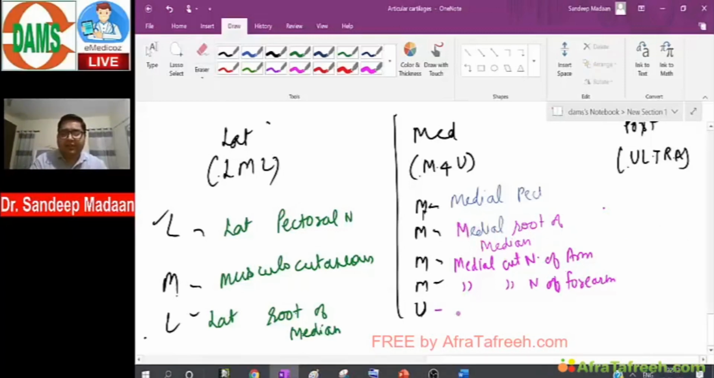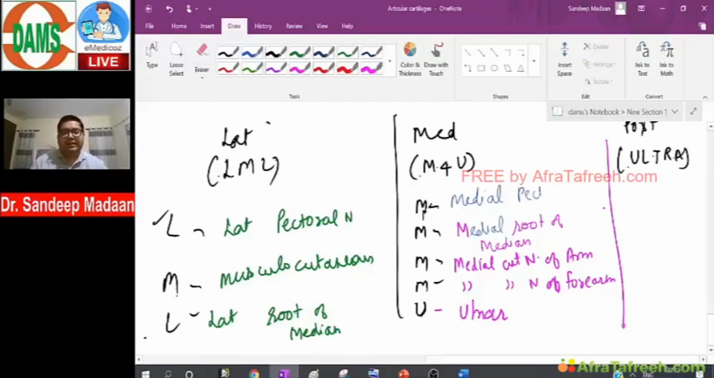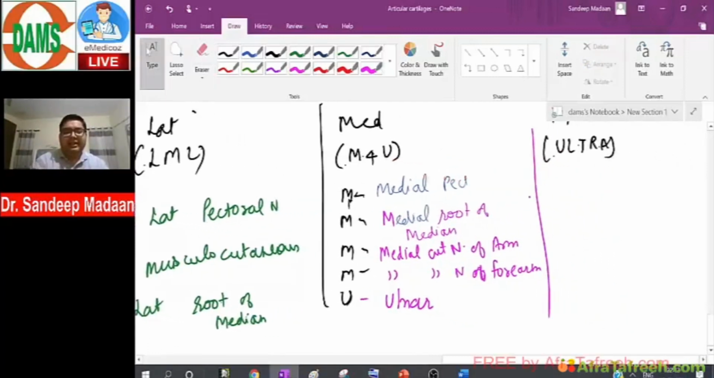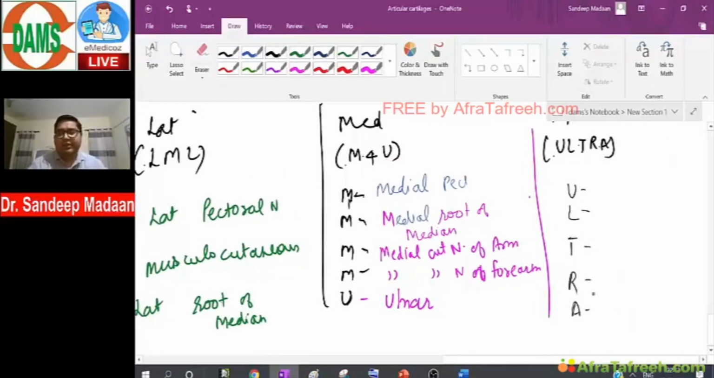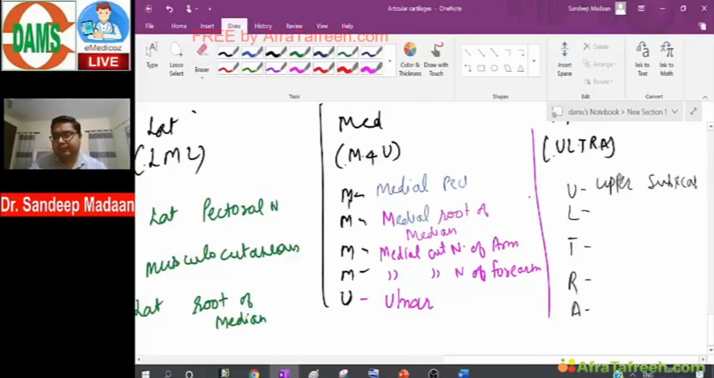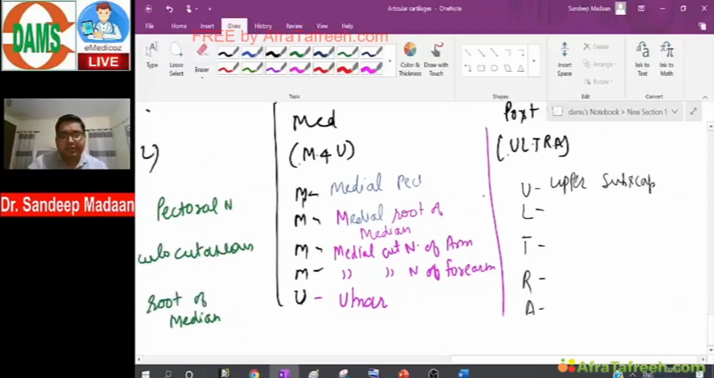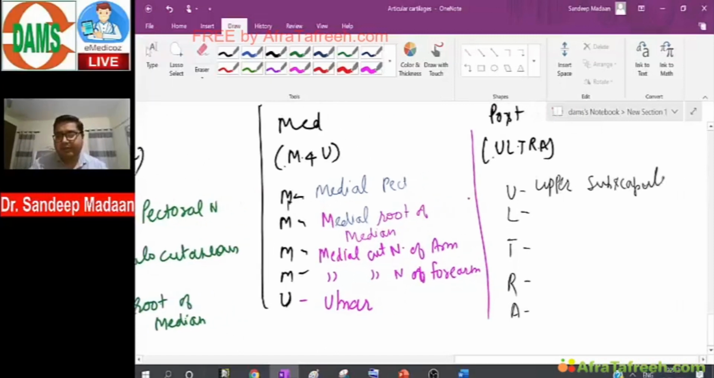Fine. What is U? U is ulnar nerve. Fine. What about the other U here? U is the upper subscapular. What is U? Upper subscapular.